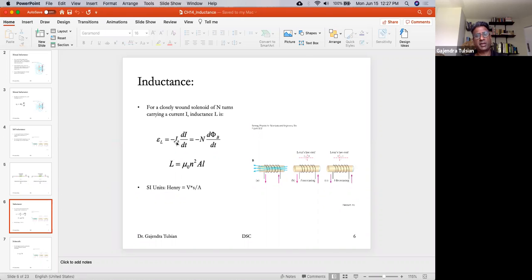Induced EMF is minus L di by dt. Again, if the current is not changing in the solenoid, if di by dt is 0, the induced EMF is 0.